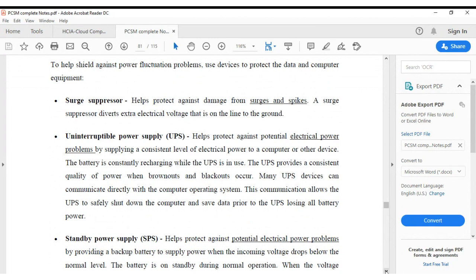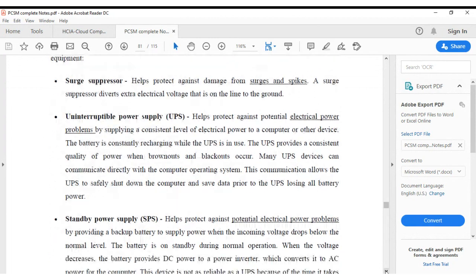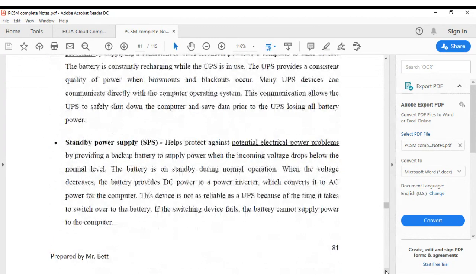Now, many UPS devices can communicate directly with the computer operating system. This communication allows the UPS to safely shut down the computer and save data prior to the UPS losing all battery power. Now, standby power supplies are called SPS.